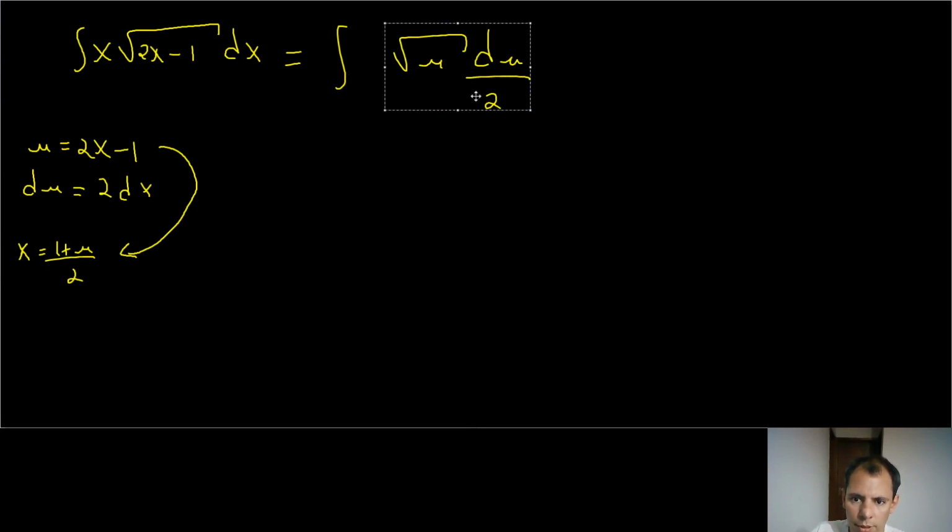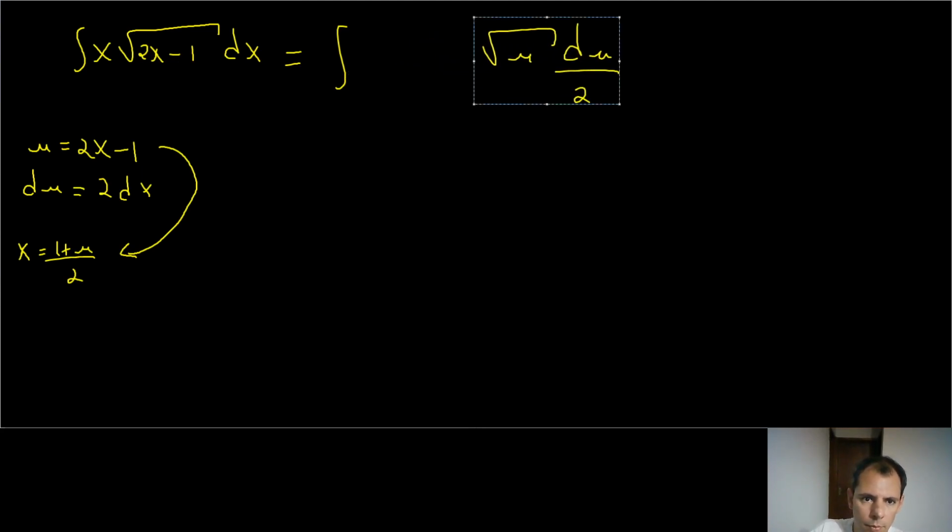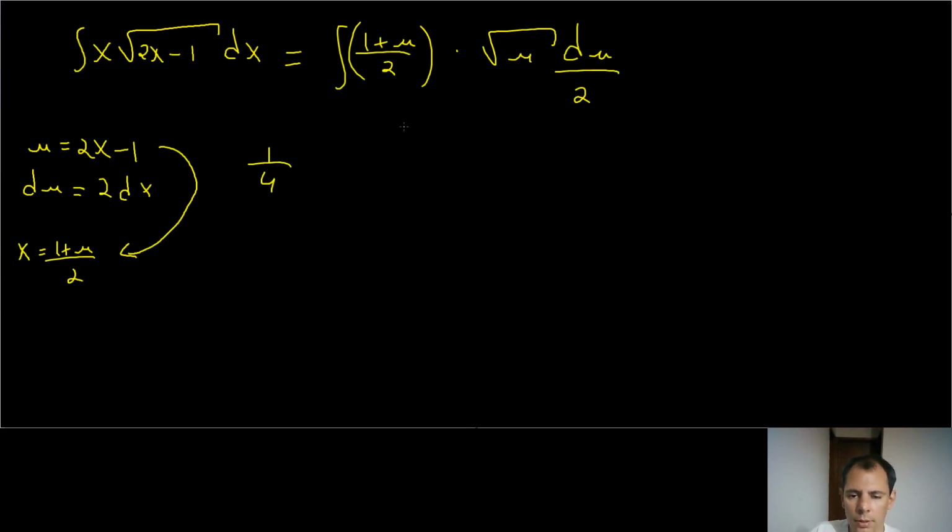I'm going to bring this a little bit more in here. And I know that's going to be, what did I say again? 1 plus u divided by 2, which is just multiplying this thing here. Now you see all this stuff is being multiplied, and you got a 2 times 2 here. So you can just bring this out. It's going to be 1/4, and then you can make the integration.